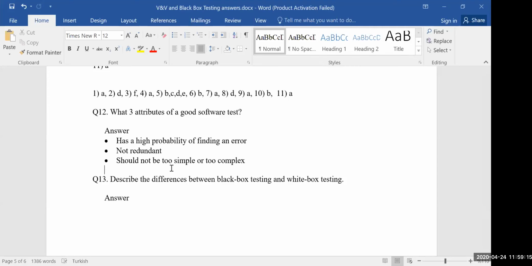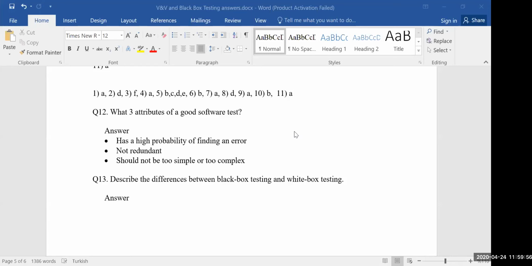Okay, let's start. Question number 12 asks what three attributes of a good software test are. One could be that it has a high probability of finding an error, because our aim in testing is to find errors so that we can fix them before submitting the product to the customer. Our aim is just to find and fix those errors.